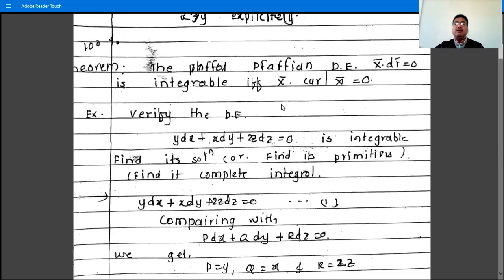So in order to check whether a Pfaffian differential equation is integrable, we find x bar dot curl x bar, and if it is equal to 0, then the given Pfaffian differential equation is integrable. But if it is not equal to 0, then it is not integrable, and there is no need to find its general solution, because it is not obtainable: we cannot find its integration or its solution. Okay, we'll see the remaining examples of Pfaffian differential equations in the next lecture.